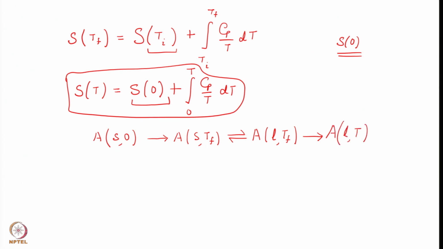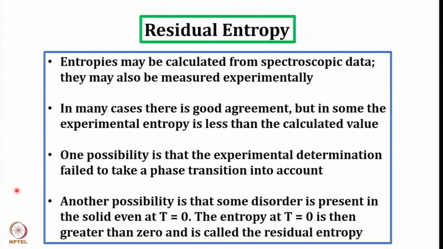The point that I am going to make here is that the comment number 2 says that in many cases there is a good agreement, but in some the experimental value is less than the calculated value. In general there is a good agreement, but that is not necessary. Sometimes there can be discrepancies also. That is what the comment says, that in some cases the experimental entropy is lesser than the calculated value. Now if it is less, then we have to assign a reason for that.